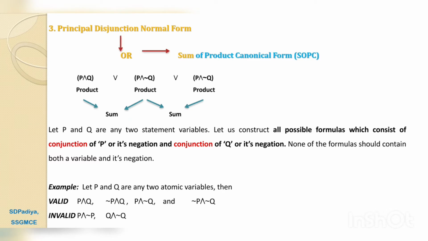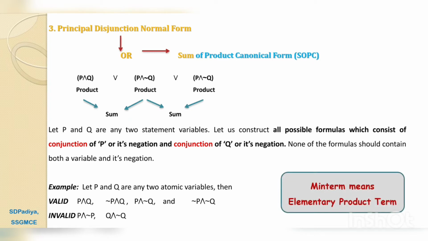Let P and Q be any two atomic variables. Then P and Q is a valid elementary product term. It may be not P and Q, it may be P and not Q, and it may be not P and not Q. That means P or its negation and Q or its negation. But if we have the elementary product of P and not P, or the elementary product of Q and not Q, then these are invalid product terms. We have to remember that these elementary product terms we call the min terms.